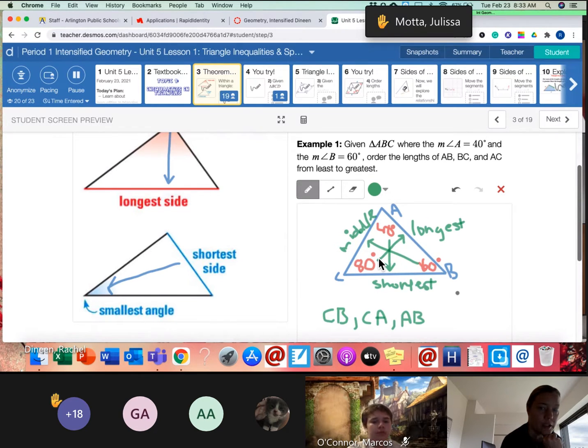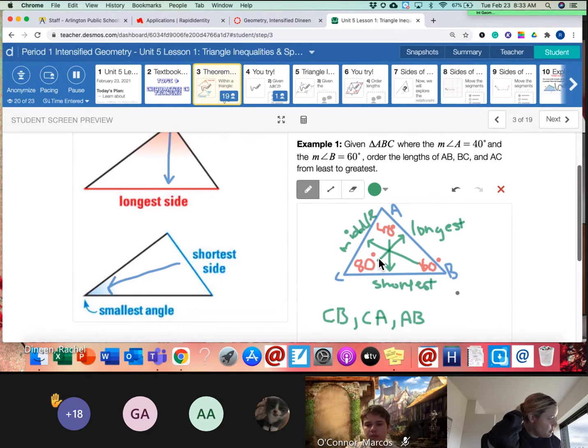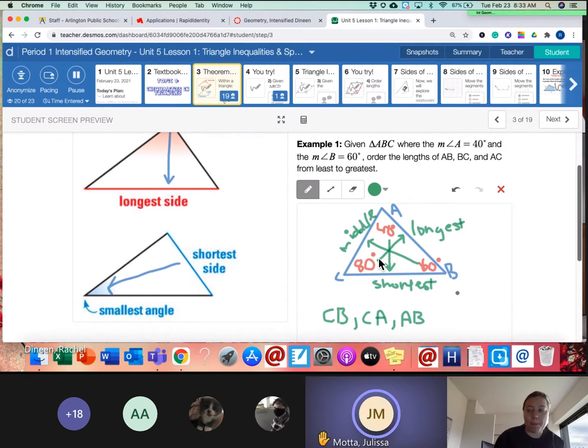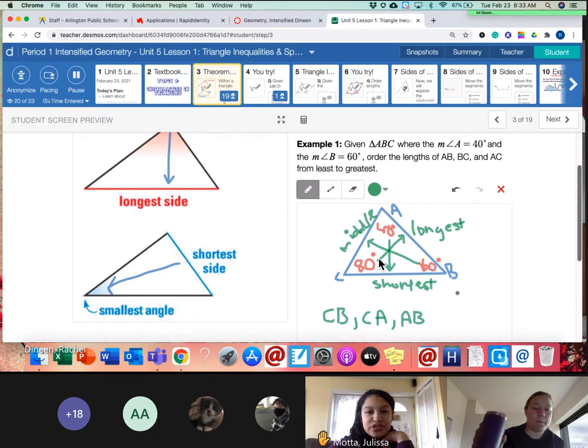All right. Yes, Julissa? Can we only use this with certain triangles, like only isosceles triangles, or with any triangle? All triangles. Yep. This is true for all triangles. Good question.